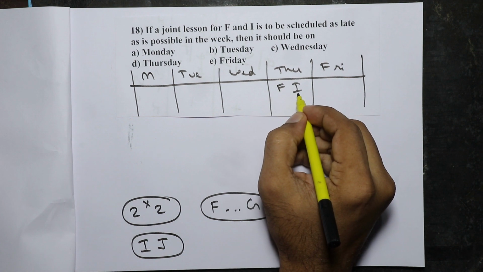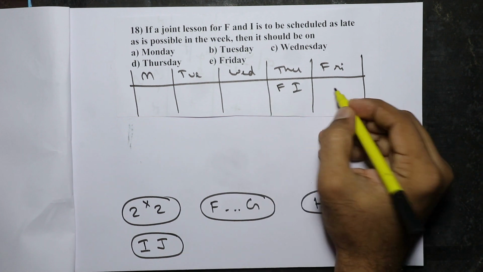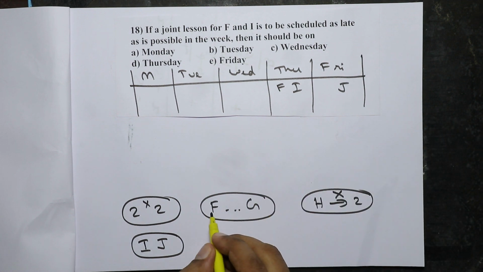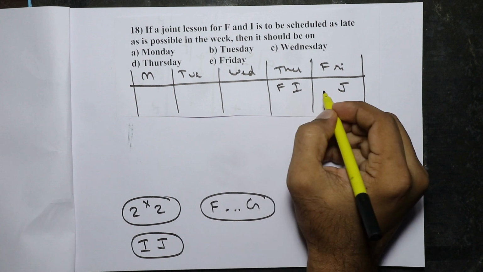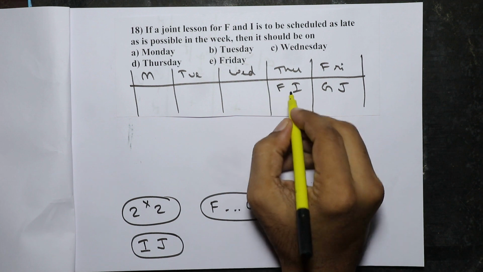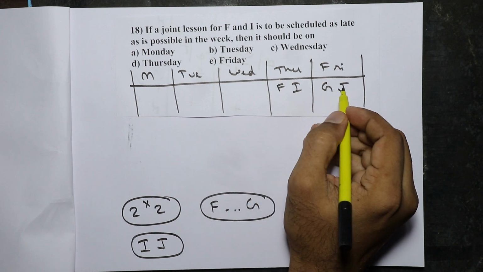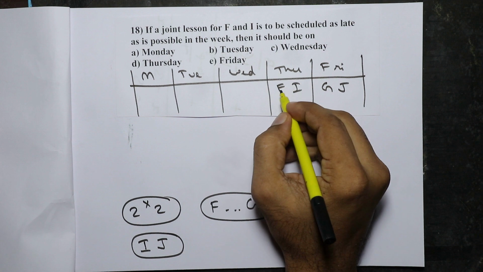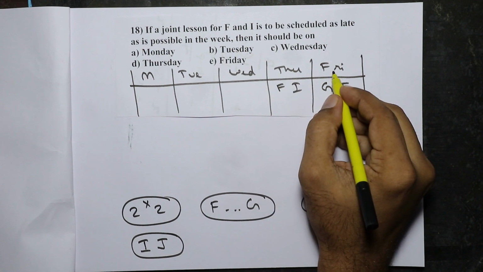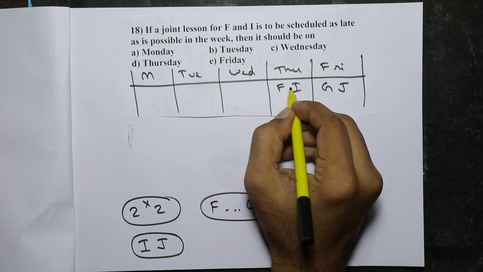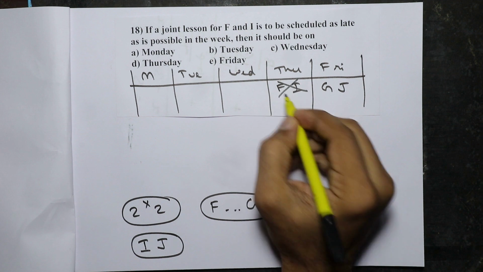So if it is F and I like this, after I there should be J. So J should be on Friday. Then as per this condition, after F there should be G. So on this day there should be G also. But here you can see that the joint lessons are done on consecutive days. That is not allowed. 2 days will have joint lessons and they cannot be on consecutive days. So if F and I is on Thursday, then Friday we will also have a joint lesson and that is not possible. So F and I cannot be on Thursday.